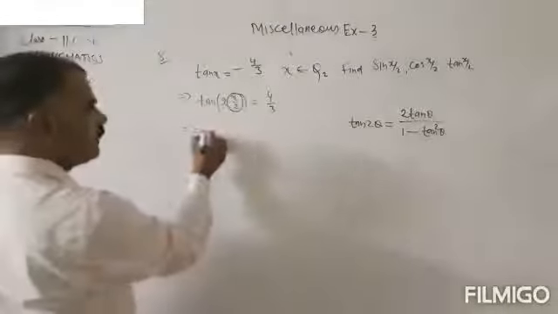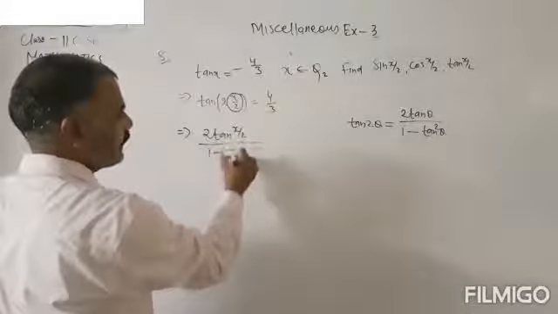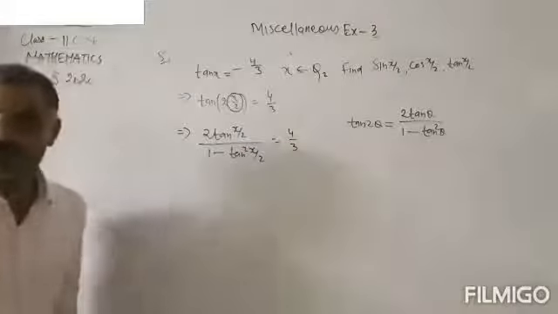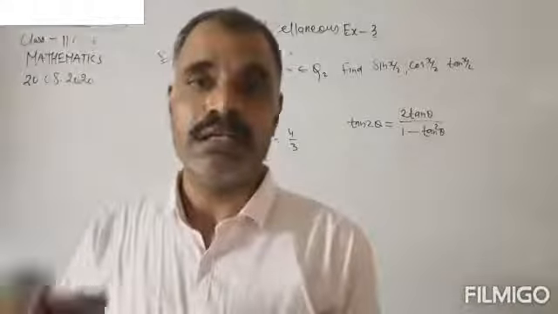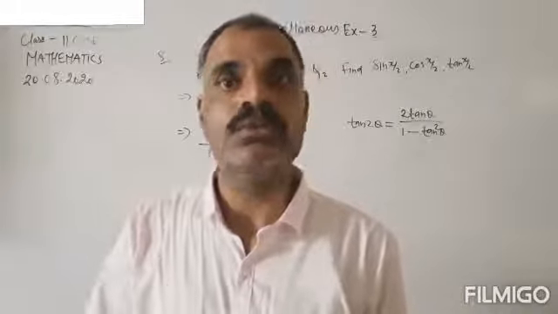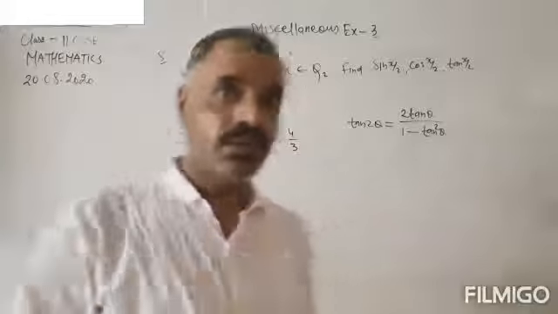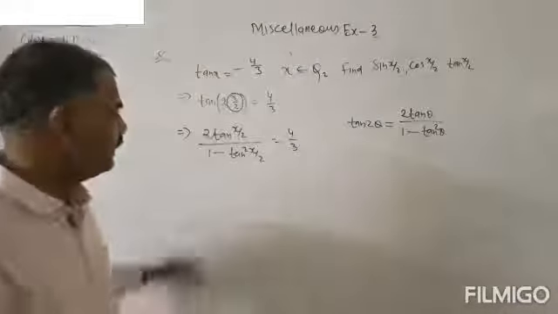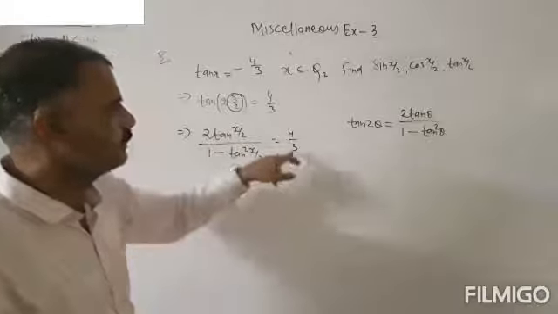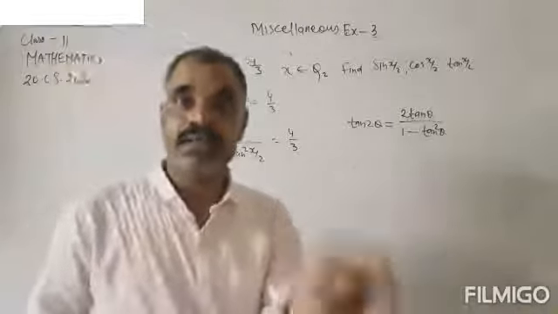So this is equals to 2 tan theta, that is 2 tan x by 2 upon 1 minus tan square x by 2 is equals to 4 by 3. Using the trigonometric identity tan 2 theta is equals to 2 tan theta upon 1 minus tan square theta. So theta is equals to x by 2, that is why this is equals to 2 tan x by 2 upon 1 minus tan square x by 2 is equals to 4 by 3. Now we have to solve this and find the value of tan x by 2.